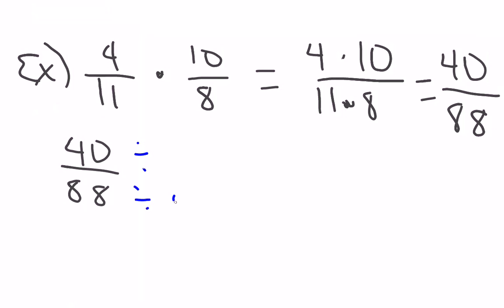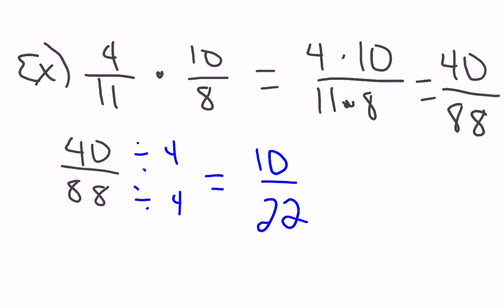both of these. So I'm going to divide the top and bottom by 4. 40 divided by 4 is 10. 88 divided by 4. And again, you need your calculator. Please go ahead and use it. 88 divided by 4 gives you 22.